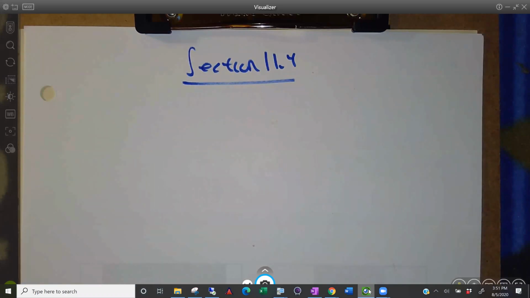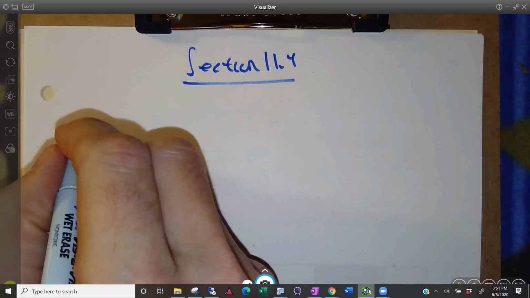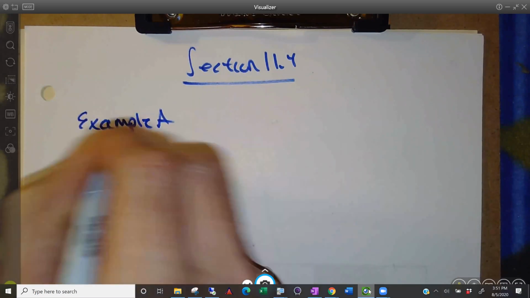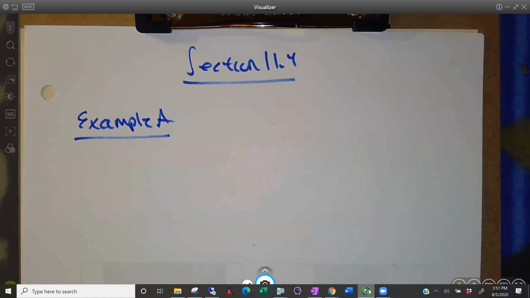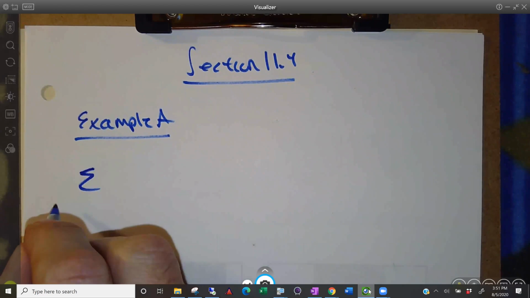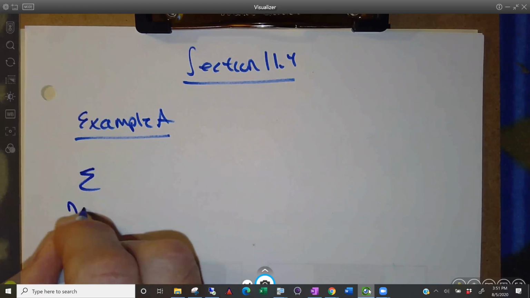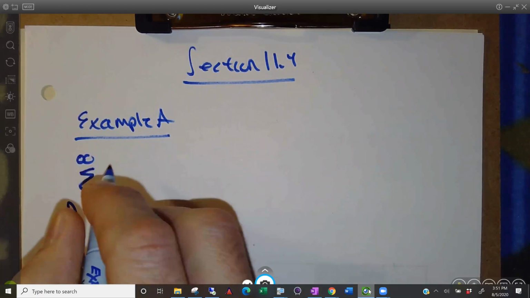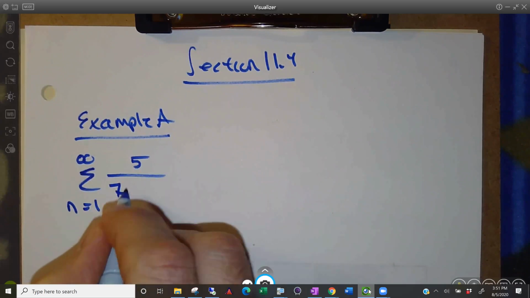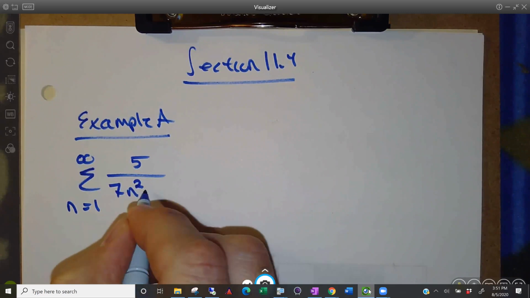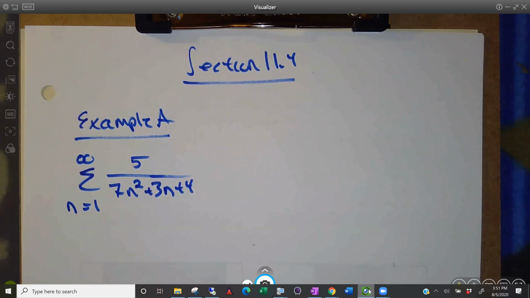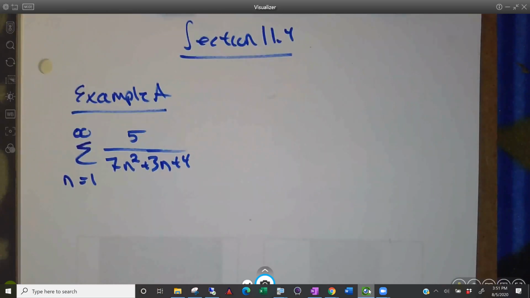So let's take a look here. Let's reset and go back down to example A. Let's take a look at this sum. The sum from n equals 1 to infinity of 5 over 7n squared plus 3n plus 4. Wow, that's a big mess.